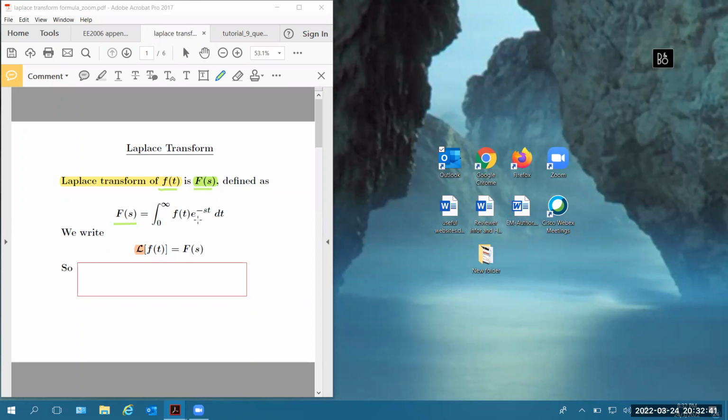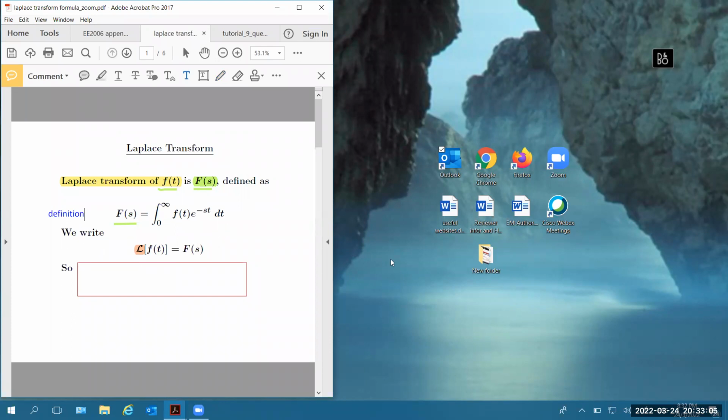Usually we talk about, say, you want to get it from first principles, meaning from this definition. This one is actually a definition. Maybe I put it in here. So this is the definition of the Laplace transform.